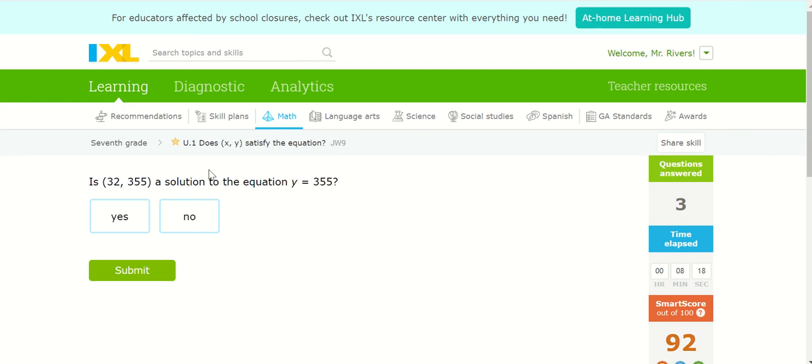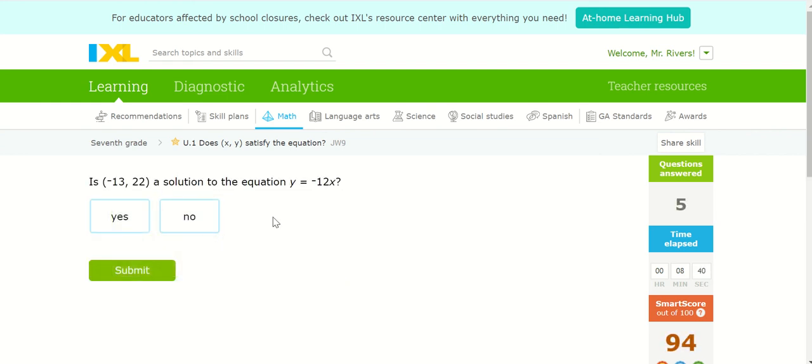And last one, same idea. y equals 355. There is no x coordinate. That is okay. We take 355. We sub it in for y. So yes, that's a solution. Let me see if I can find one more for us to work before I leave you off here. All right, yes, 0 for y, 0 for x. That's going to be a solution.